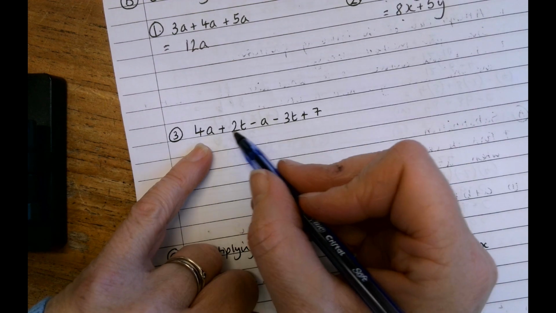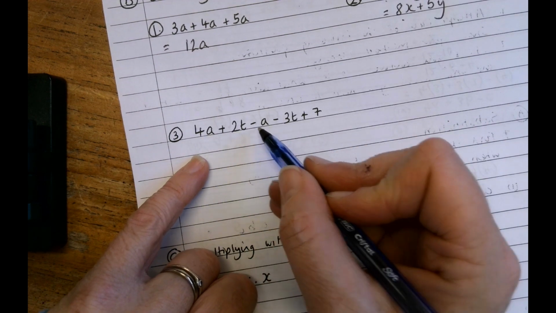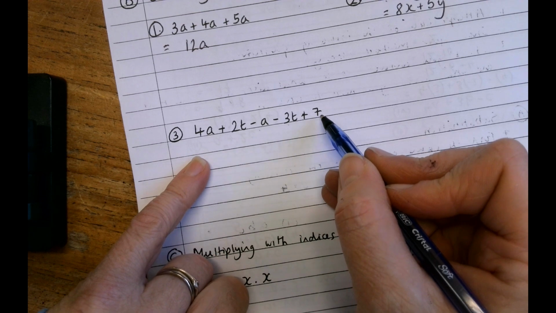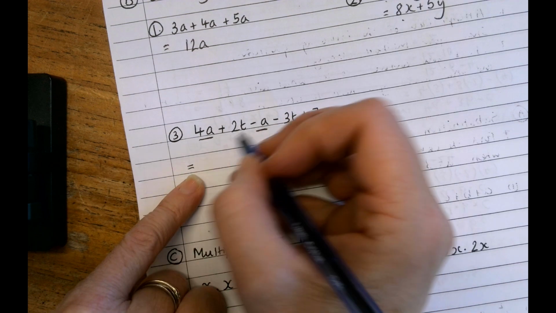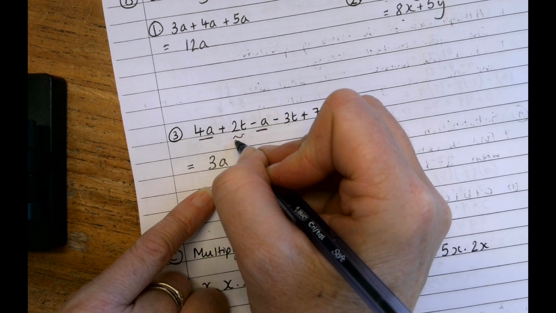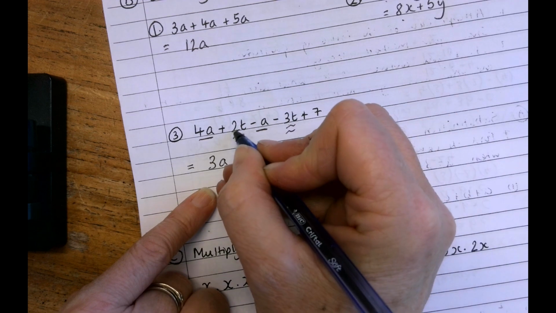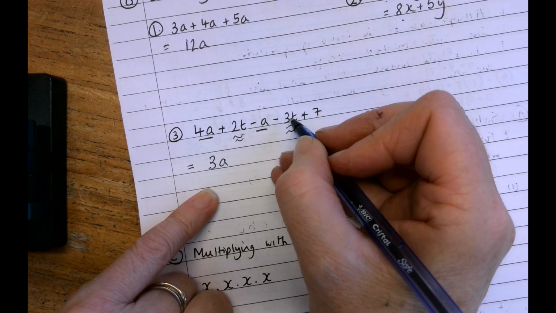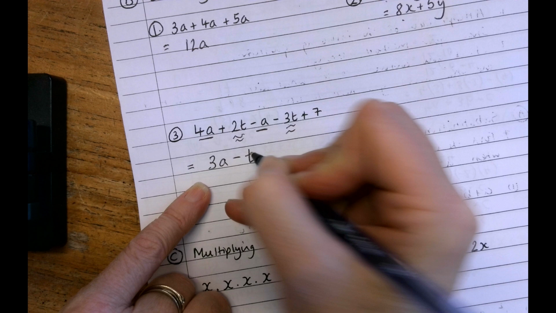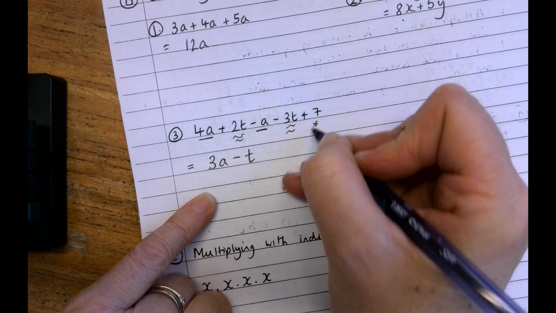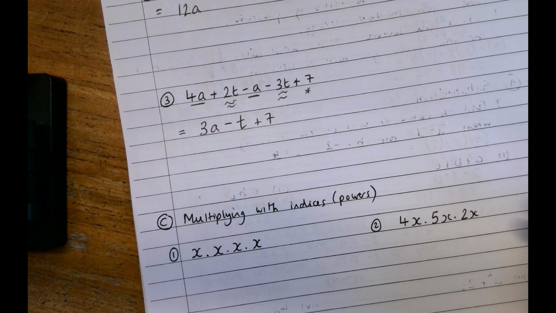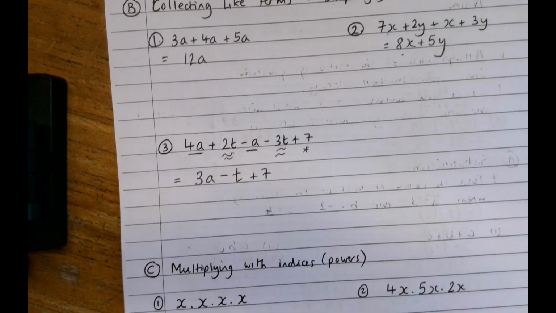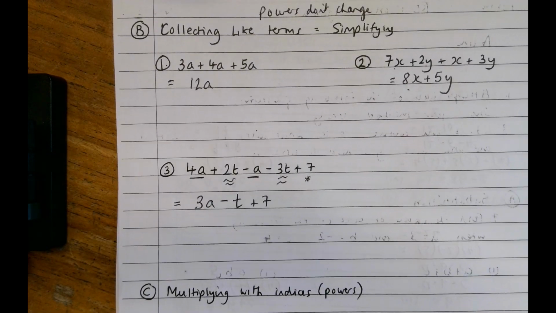Here I've got 4a plus 2t minus a minus 3t plus 7. The things that are the same are the 4a and the minus a, which is 3a. The 2t and the 3t, now it's plus 2t minus 3t will be minus 1t or minus t. And the 7 is just there. There's no other number to add on to it. So it's 3a minus t plus 7. That's collecting like terms. That's when we add and subtract.